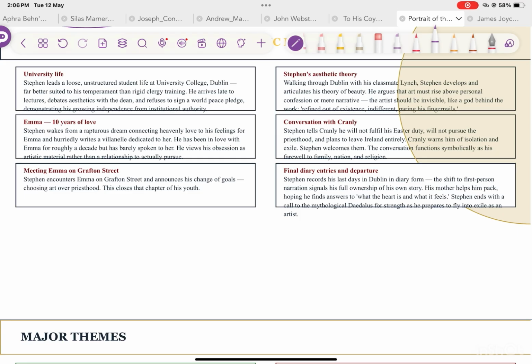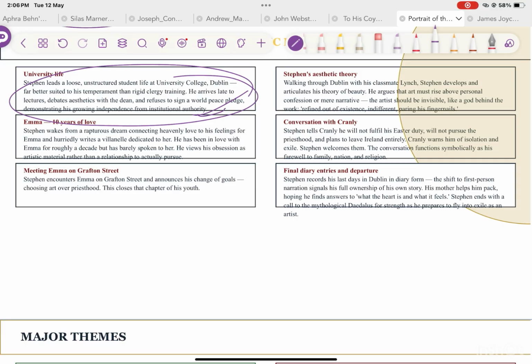Stephen increasingly distances himself from his family, from the expectations, from the religious pursuits and social conformity, and he refuses both religious pressure and nationalist demands, rejecting attempts to force him into fixed identities. And wandering with Lynch, Stephen develops his theories about beauty and art, fully moving towards his identity as an independent artist. So this is the university life.